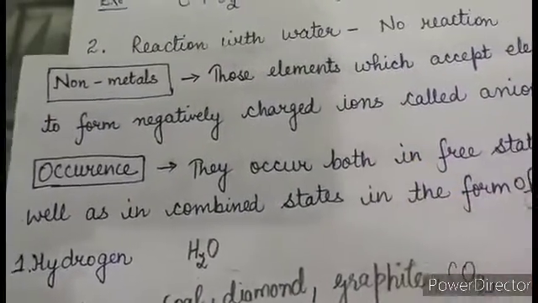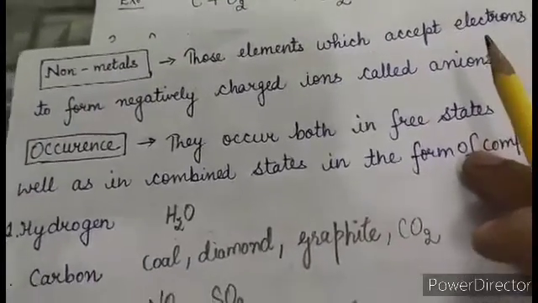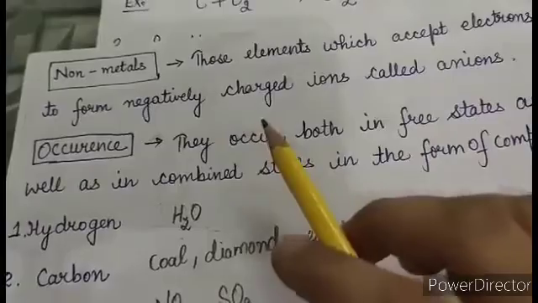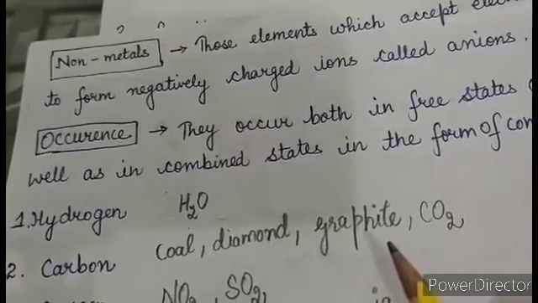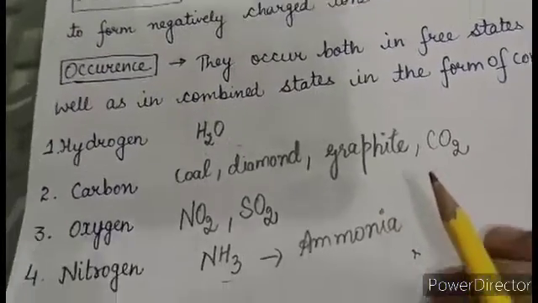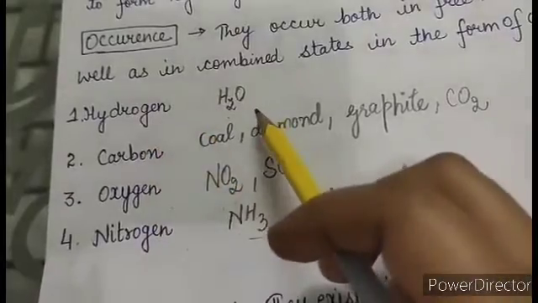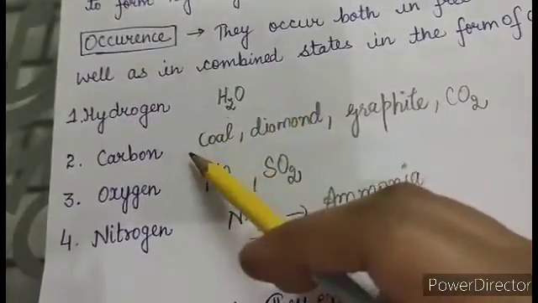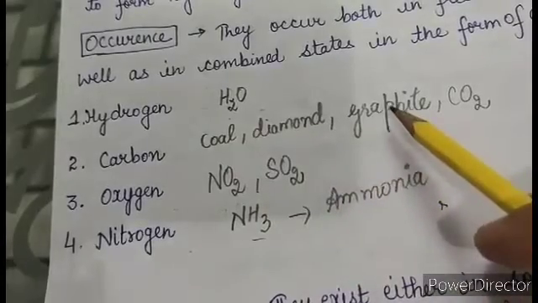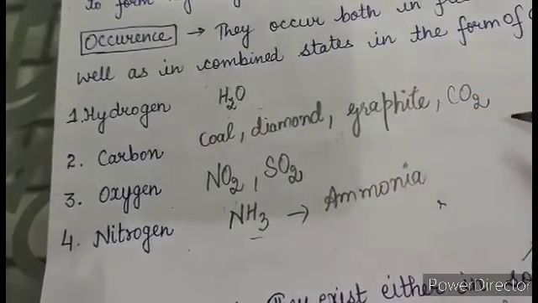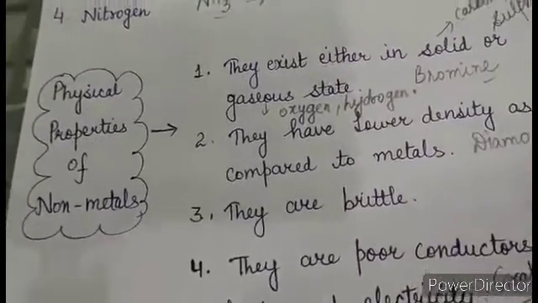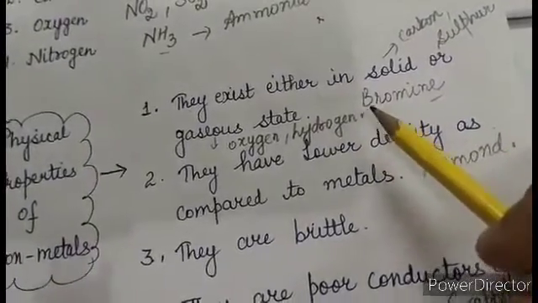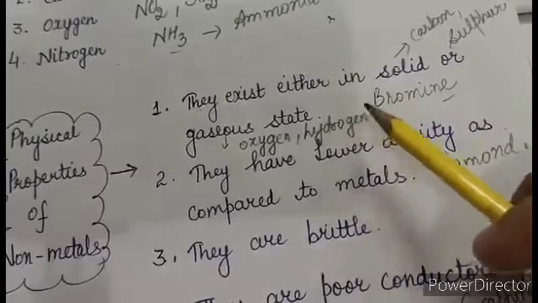Now next comes what are non-metals. Non-metals are what? Those elements which accept electrons to form what? Negatively charged ions, that are known as what? Anions. And non-metals can occur in free state as well as in combined state. Like hydrogen occurs in combination with oxygen in water, carbon in coal, diamond, graphite exist in free state, whereas in carbon dioxide it occurs in combined state, and so on.